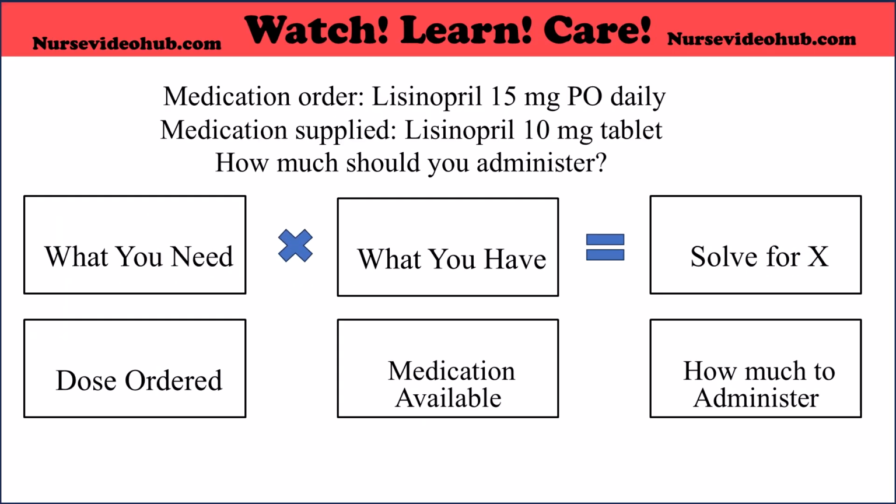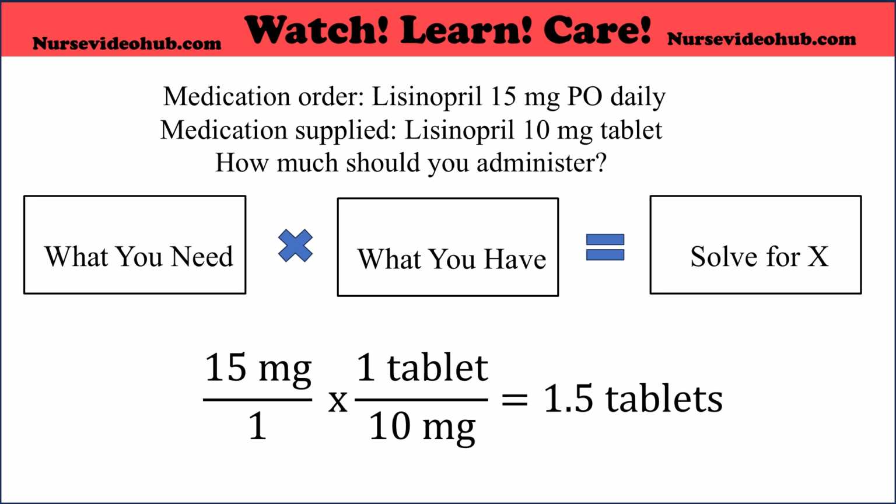Now, let's calculate another order. The medication order is lisinopril, 15 milligrams PO daily. The medication supplied is lisinopril, 10 milligram tablets. How much should you administer? Write out the prescribed dose as a fraction, 15 milligrams over 1. Then write the available medication in a fraction with the units set up so that they cancel out, 1 tablet over 10 milligrams.